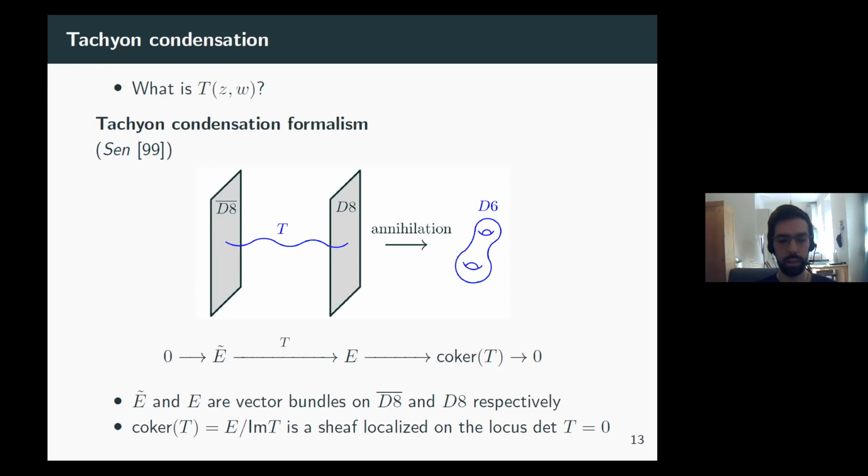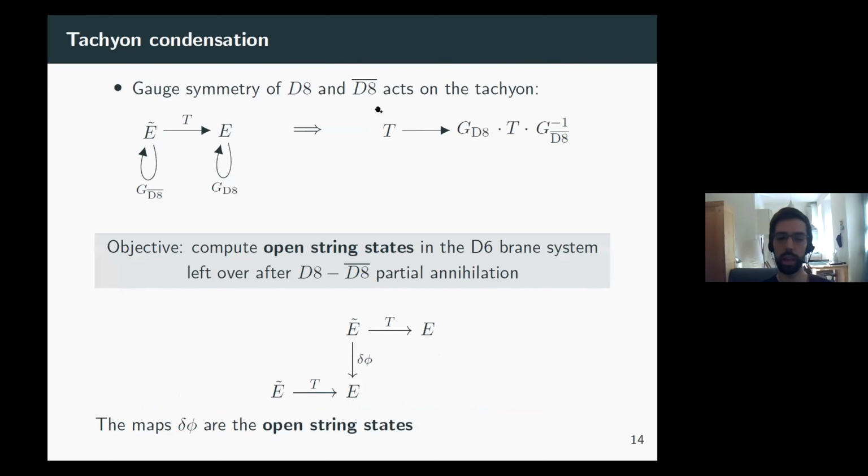So we see that the tachyon condensation formalism gives us a way of describing a setup of D6-branes that we like by choosing an exact tachyon that we must find. In addition, this tachyon is subject to the gauge symmetry that comes from the D8 and anti-D8 brane stacks. And the action of this gauge symmetry on the tachyon is as you can see here, where the matrices G and G^-1 belong to the gauge group of the D8 and anti-D8 brane stacks.